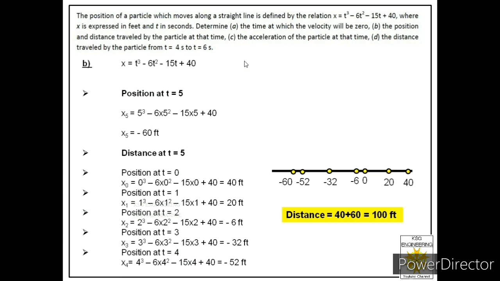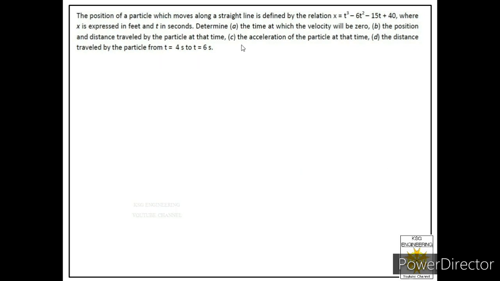Now let us see what we have to find in C part. In C part he says determine the acceleration of the particle at that time. That time means t equal to 5 seconds. So in C part we have to find acceleration at time t equal to 5. That means we need the equation of acceleration first.